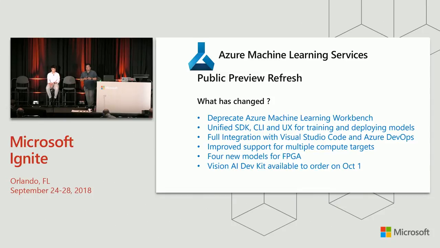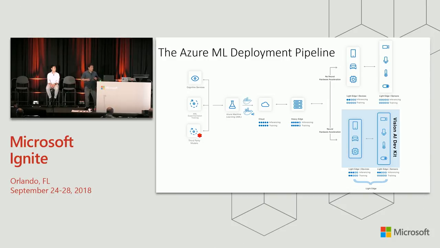We have now also improved support for multiple compute targets. We will see today deployments to Azure Container Instances, directly to Kubernetes clusters, and also to the edge. We are also incorporating more models for FPGA, meaning that you can now accelerate more types of challenging models in the cloud and in the edge very soon. And we have incorporated the improvements that we have made for optimization of models into the Vision AI Developer Kit that we announced at Build and that you can soon begin to order.